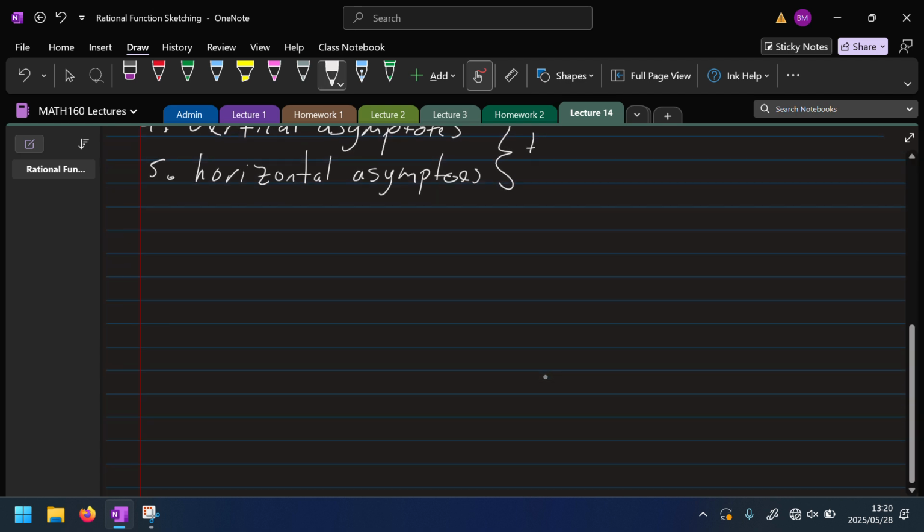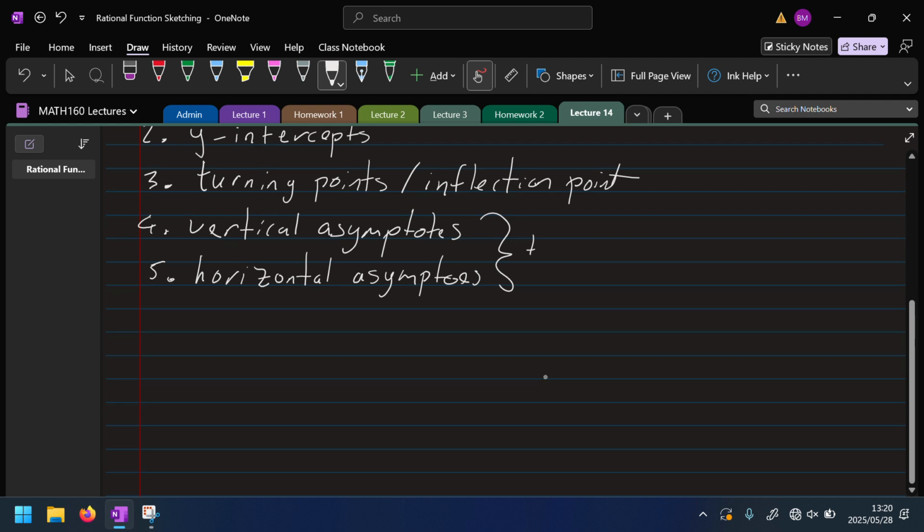Let's go through a very simple example just to get the idea. Then we've got four more complicated examples, and those are expected for the June test. If you can do these four, then you're fine for the June test.